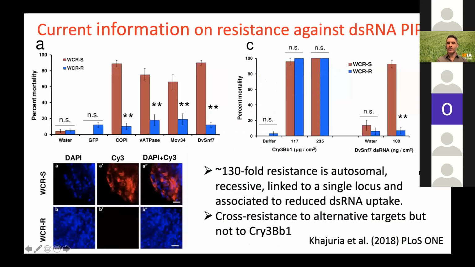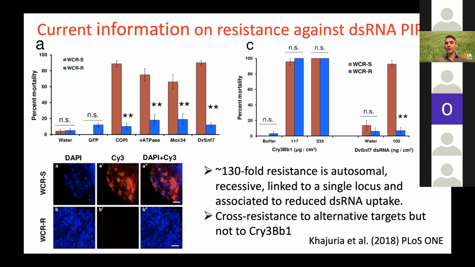In fact, the only published report of resistance to double-stranded RNA is this outstanding publication by Khajuria et al., in which they selected for resistance to a transgenic corn producing double-stranded RNA targeting the SNF7 gene in Diabrotica virgifera, the corn rootworm. This selection resulted in about 130-fold resistance, which was autosomal, recessive, linked to a single locus, and it was associated with reduced uptake of the double-stranded RNA, as is shown in this picture here, comparing uptake of fluorescently labeled double-stranded RNA in susceptible with resistant insects.